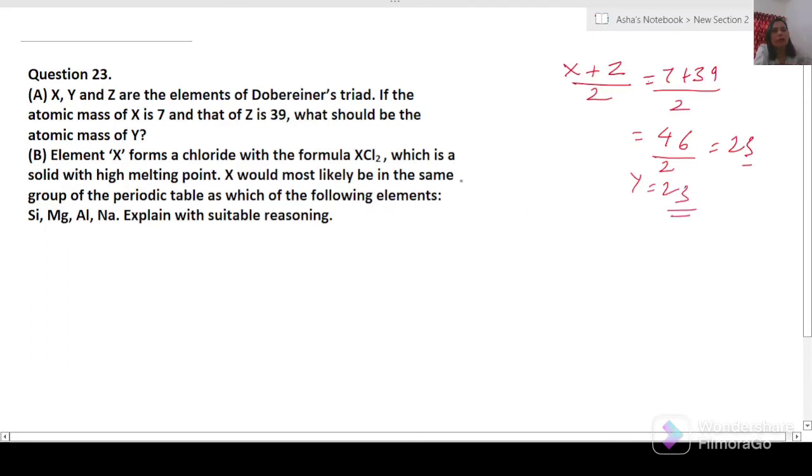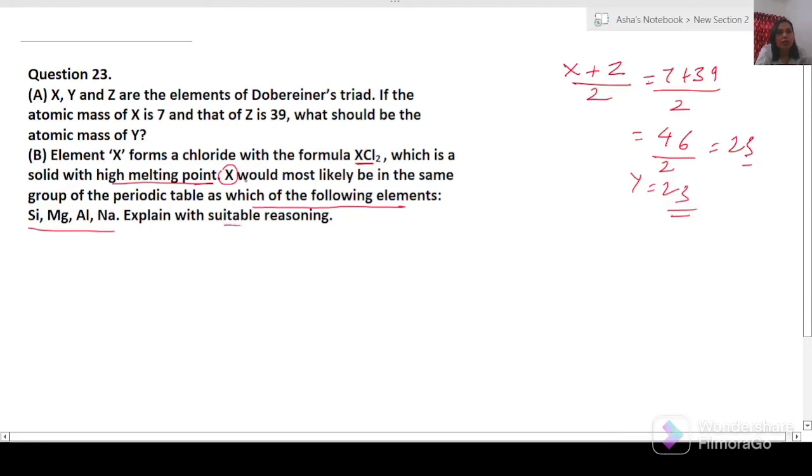Element X forms a chloride with the formula XCl2, which is a solid with a high melting point. High melting point means that it is an ionic compound. Ionic compounds show high melting point, not covalent compounds. So you are getting a hint. X is most likely to be in the same group of the periodic table as which of the following elements? You will have to guess which of these X resembles: Si, Mg, Al and Na. And you will have to give the answer.